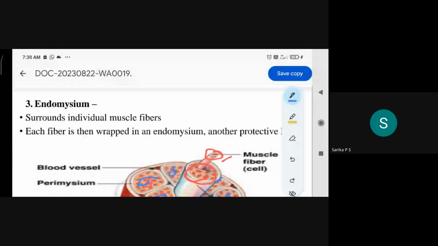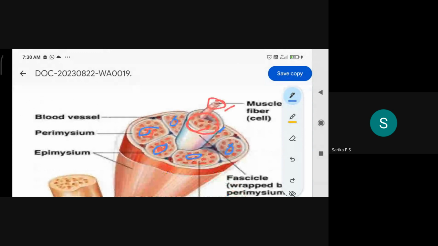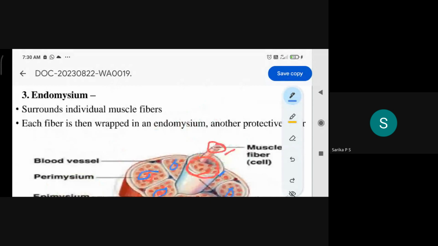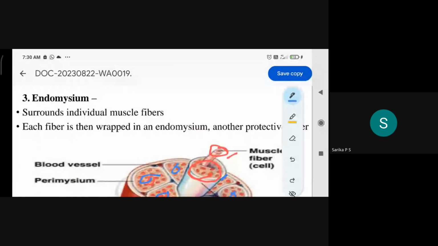Now, next is endomysium. Endomysium is the covering of a single muscle fiber. At first we have seen that epimysium is the covering of the whole muscle. Perimysium is the covering of a fascicle. Now, endomysium is the covering of a single muscle fiber.